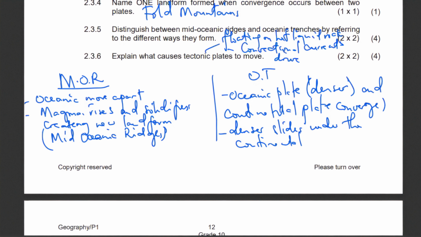That gives rise to transform faults if they are sliding past each other. That gives rise to convergent plate boundaries if they are moving towards each other. And that gives rise to divergent plate boundaries if they are moving away from each other, depending on the direction of movement of the convectional currents within the mantle.